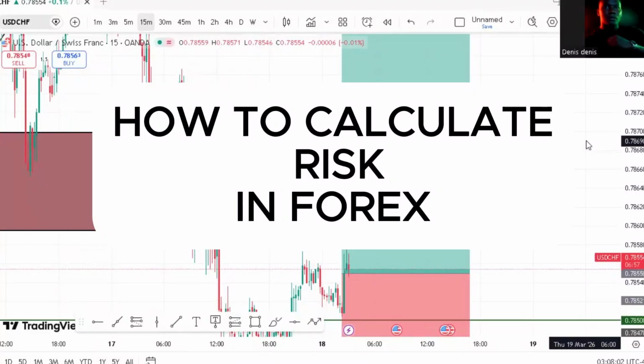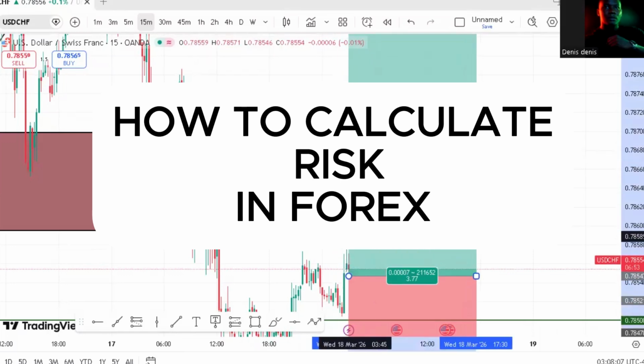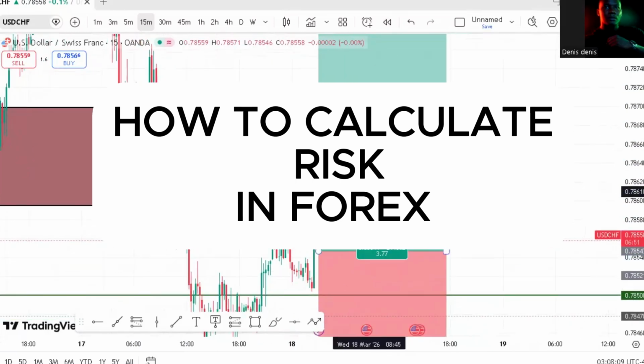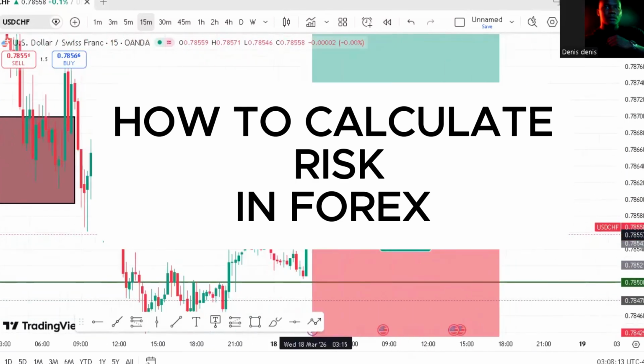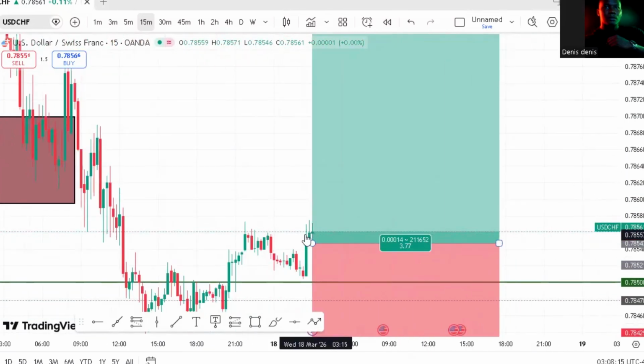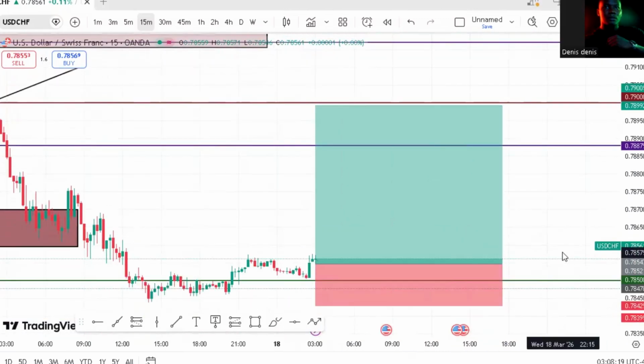Okay, so I want us to understand something. There is what we call calculating your risk. Now, I'm sure if you've been to any other platform where they teach forex trading, you've had people talk about risking 1%, risking 2%, risking 3%. Now, how do you determine how much you're going to risk for a trade?